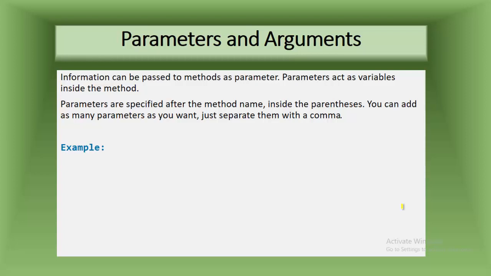Information can be passed to the method as a parameter. When we pass information to a method, that is called parameters and arguments. A parameter acts as a variable inside the method. Parameters are specified after the method name inside the parentheses. You can add as many parameters as you want. Just separate them with a comma.